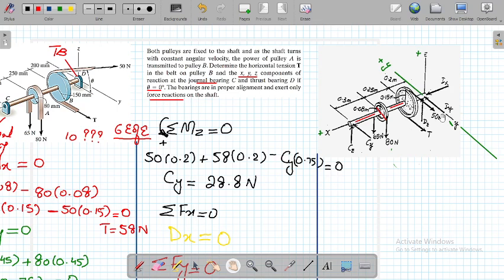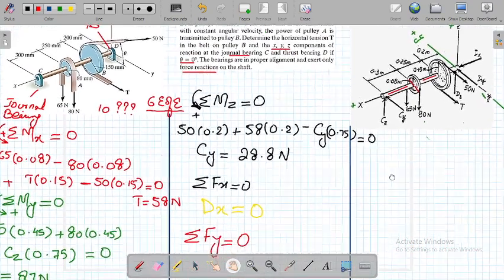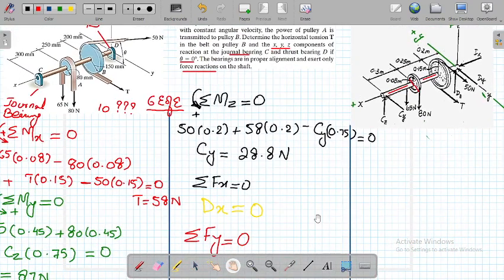So altogether, you have basically 4 quantities along the y-axis. Okay, so let's try to calculate these quantities here. Sigma Fy equal to 0.